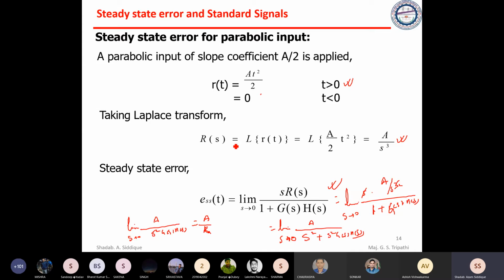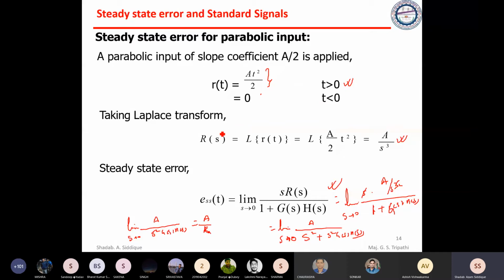If we take the Laplace transform now, this will become 2a. If we take only At square, then this will become 2a divided by s cube. Unnecessarily I am making 2a. Why are we doing this? We just take a standard function for taking the Laplace transform. So from now, if we take a parabolic input, we take At square by 2, to have a standard Laplace.